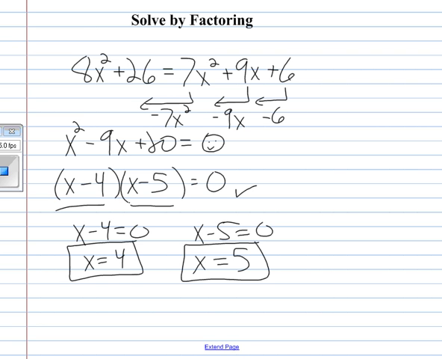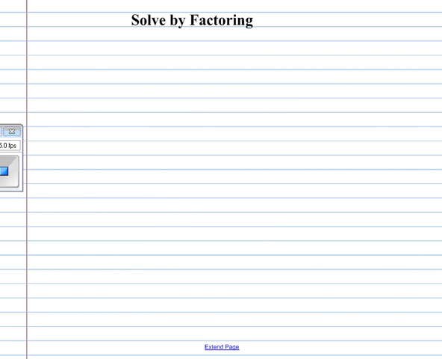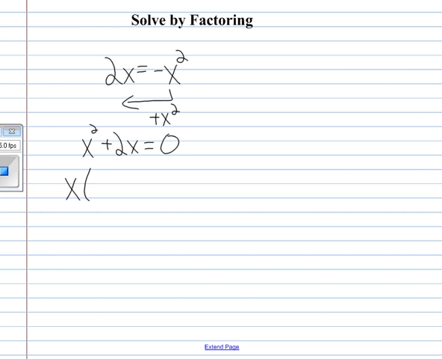Okay, let's try one more. Let's say we have 2x equals negative x squared. Okay, so since I'm solving by factoring, this has to equal 0. So I'm going to move this over. So we have x squared plus 2x equals 0. It's not a trinomial, so I'm not going to factor it like the other two, but there is a GCF of x. So I'm going to factor that GCF x, which would leave an x plus 2.